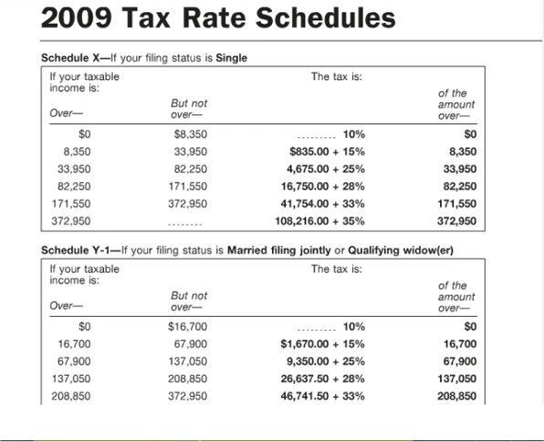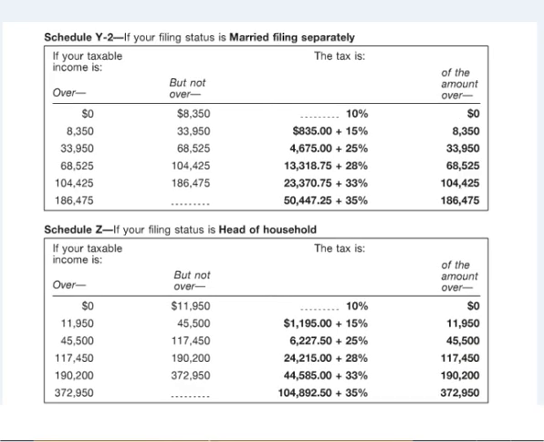That's married filing jointly or a qualifying widow or widower. And then there's tables for married filing separately and the head of household. And you use these the same way as you would the single table.